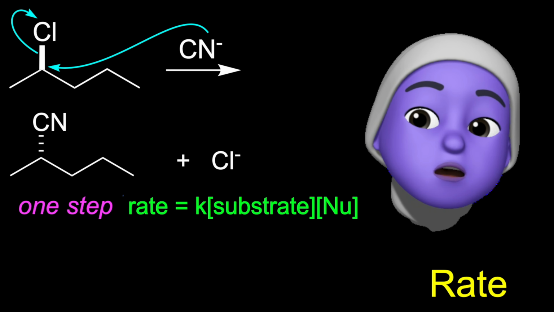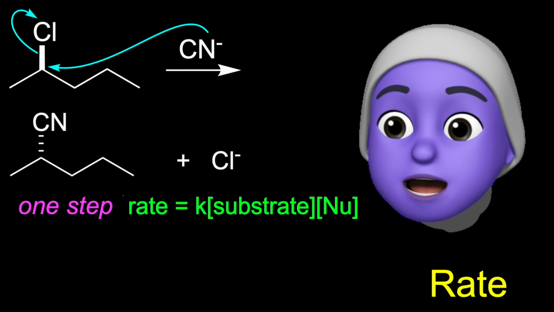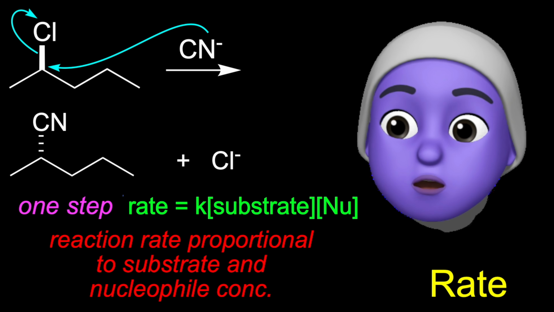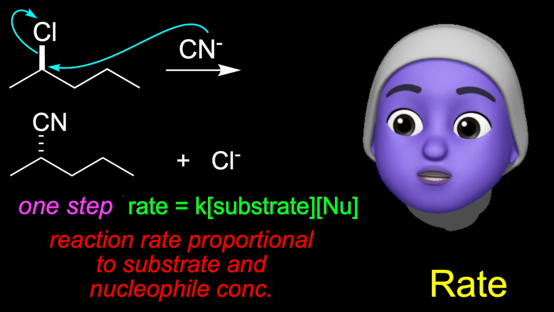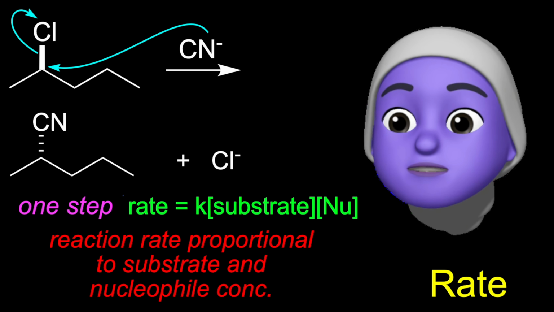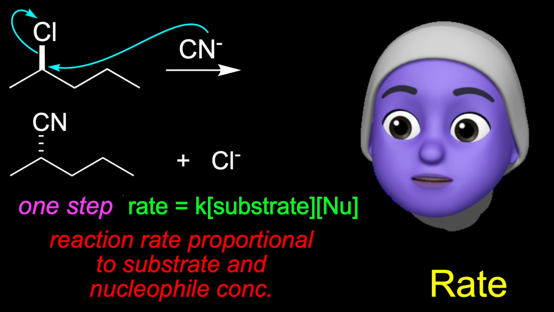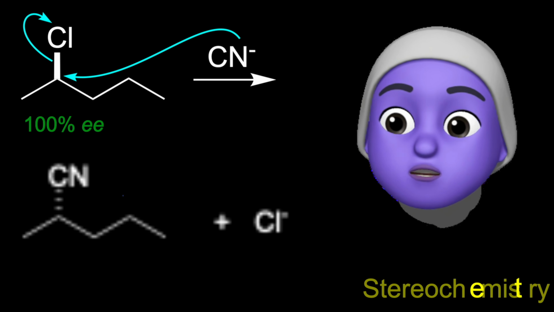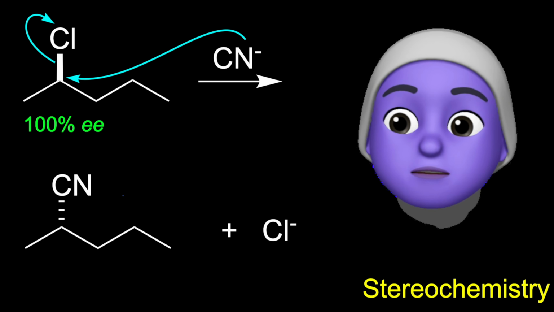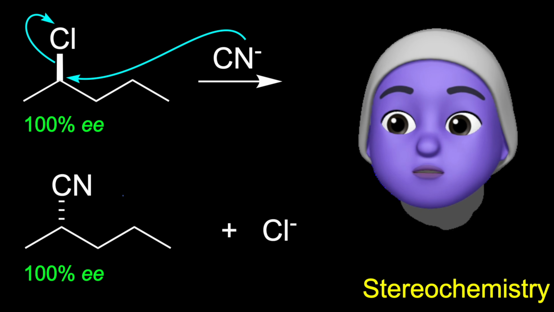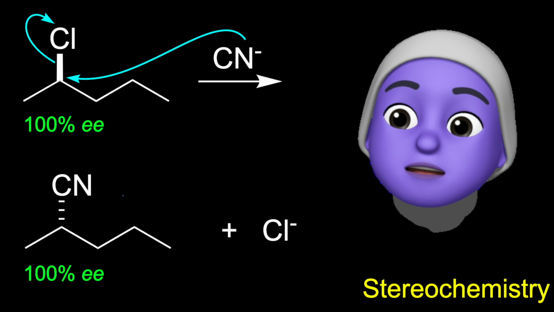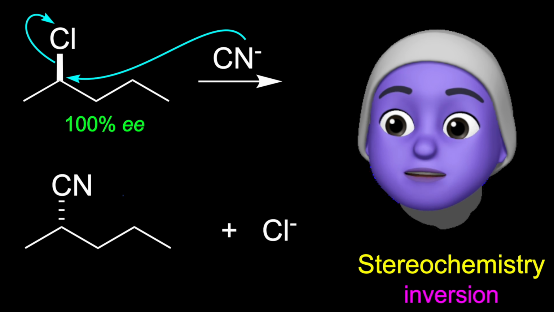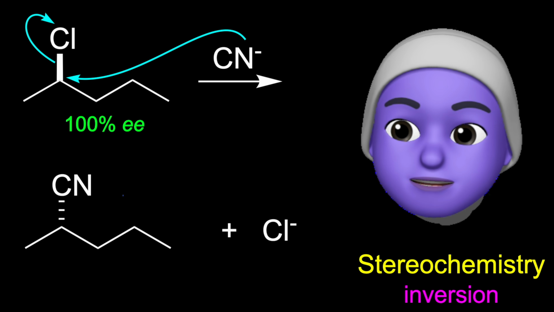Reaction rates depend on the concentration of the substrate and on the nucleophile. It is a bimolecular process. A rate constant k is introduced into the rate equation so that rates can be quantitated from the concentrations. If the substrate is 100% optically pure, then the product will be formed in 100% enantiomeric excess. For sure, inversion will occur.